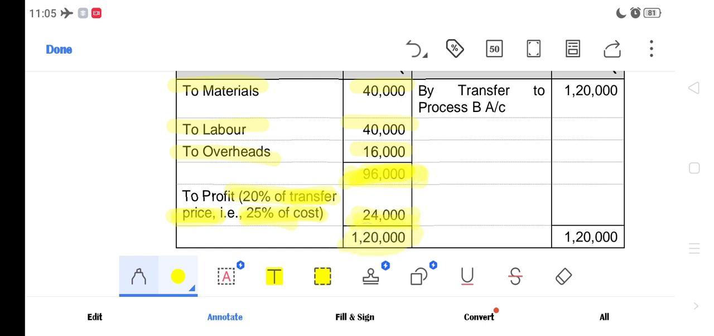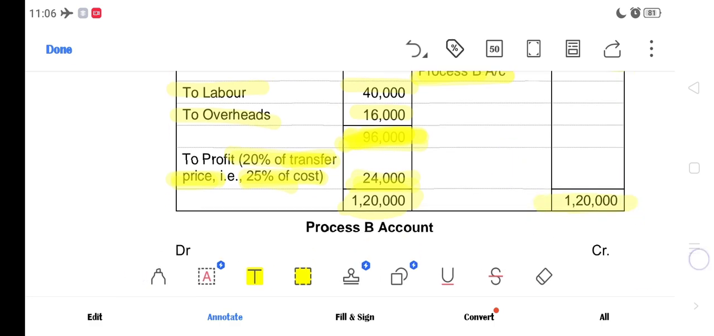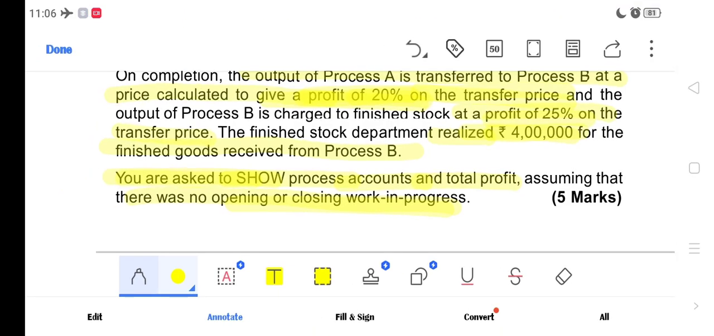For 1,20,000 it transfers to process B, right? So by transfer to process B, for what price? Including 20% on transfer price plus cost, they are going to transfer. So what is the cost? 96,000. Upon transfer price it is 20. So 1,20,000. Upon 1,20,000 you apply 20%, or you apply 25% on this 96,000. You get the same. Okay, so tallied, no? Yes. Now process A account is over. Now process B.